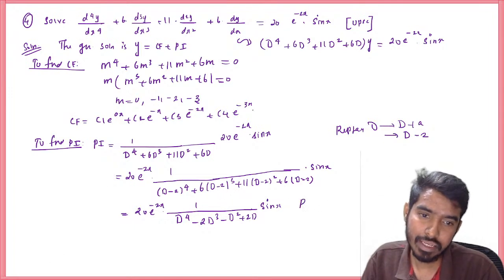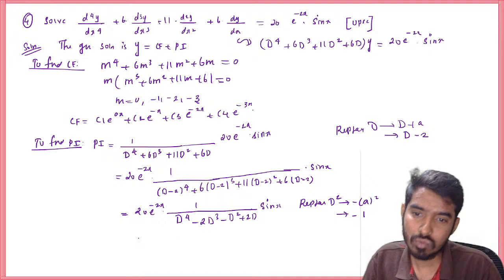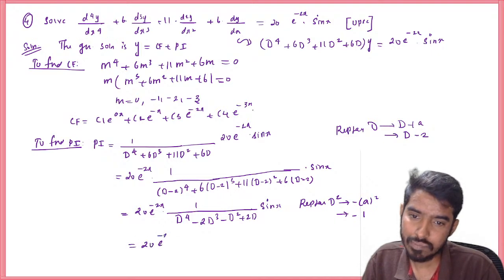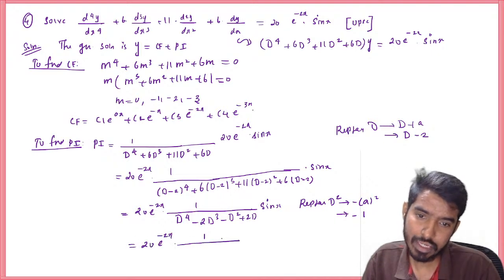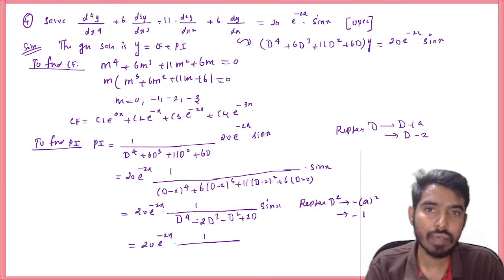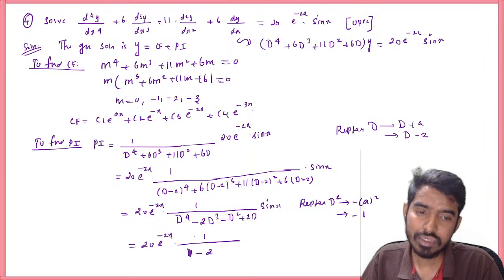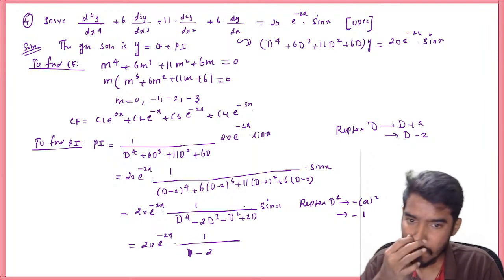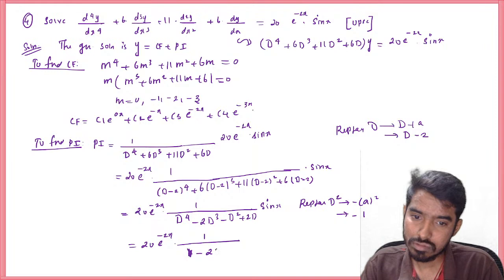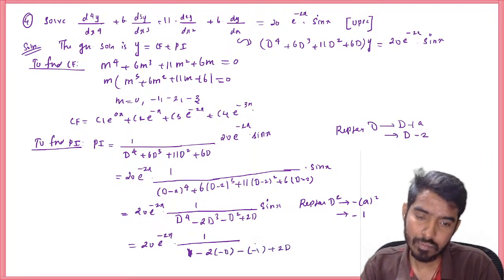Now you have to replace D square by minus of a square. I'm going to apply type 2 here. So D square is -1. This will be 20 e power minus 2x, 1 divided by, so D power 4 is D square squared, which is plus 1. This plus 1. D cube is D square into D. So D square is -1. So it will be minus D square, which is -1, plus 2D sin x.